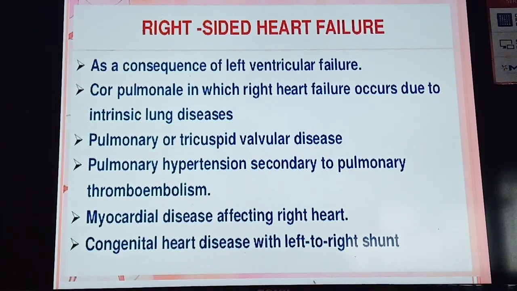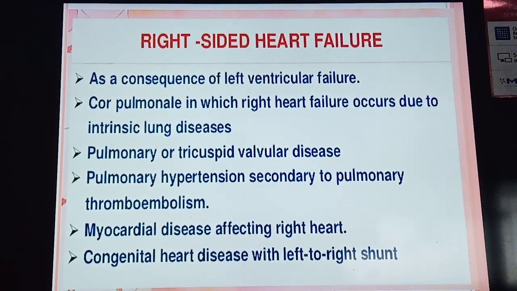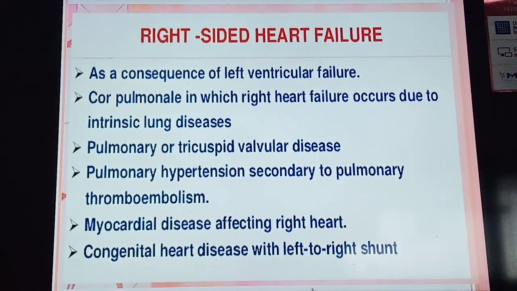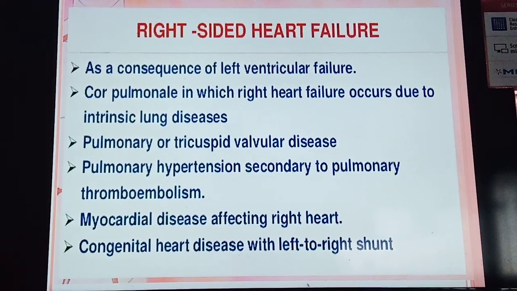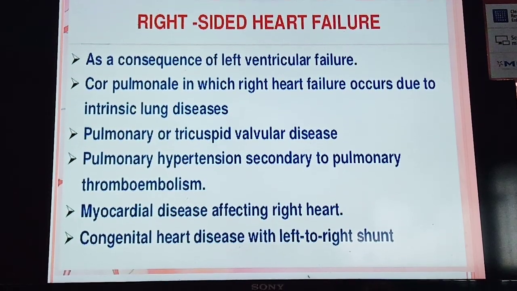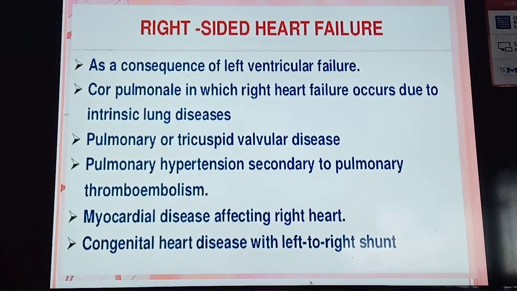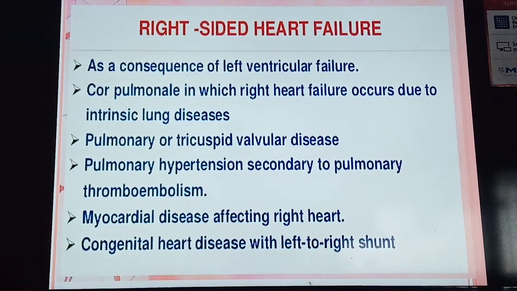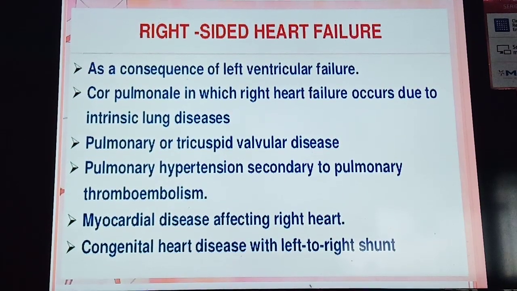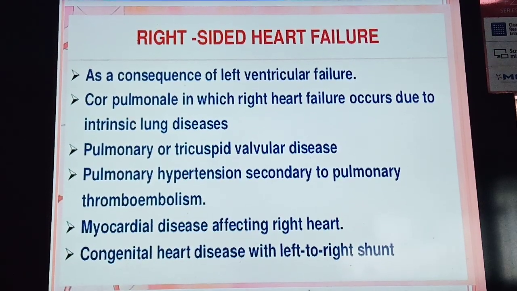In cor pulmonale, right heart failure occurs due to intrinsic lung diseases, pulmonary and tricuspid valvular disease, pulmonary hypertension secondary to pulmonary thromboembolism, myocardial disease affecting the right heart, and congenital heart disease with left to right shunt.